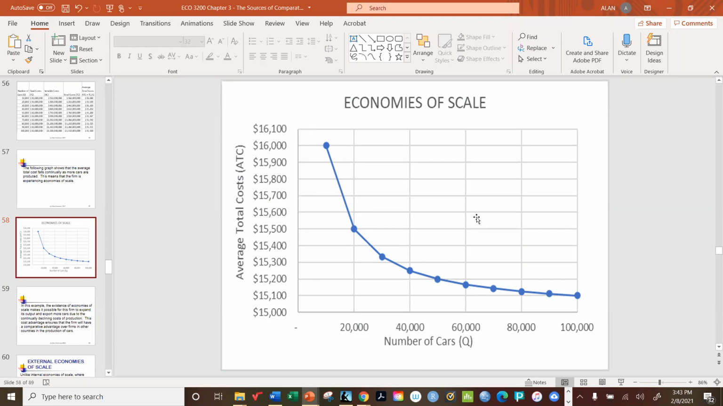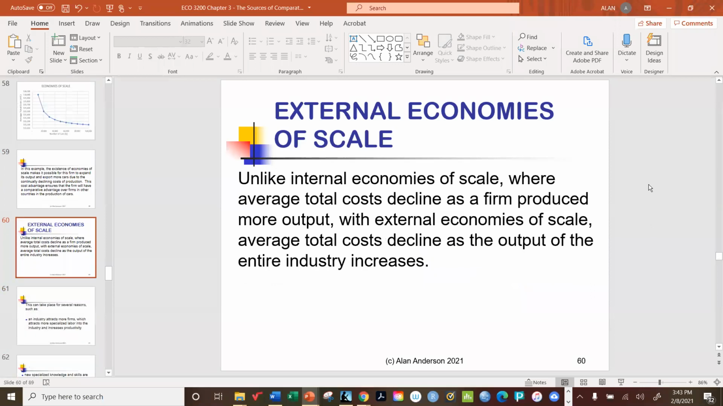So the thrust of all this is that comparative advantage may result from economies of scale because it gives us a cost advantage, and that makes it easier to make money when we sell more of our products. Now, there's also something called external economies of scale, which is more to do with the entire industry.